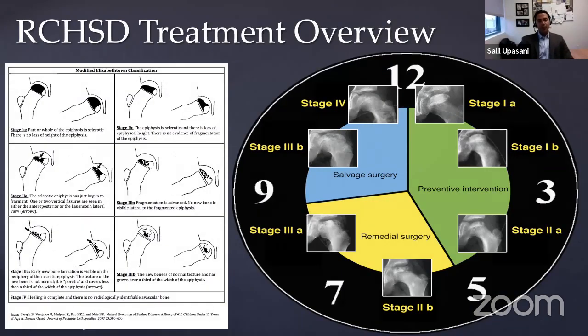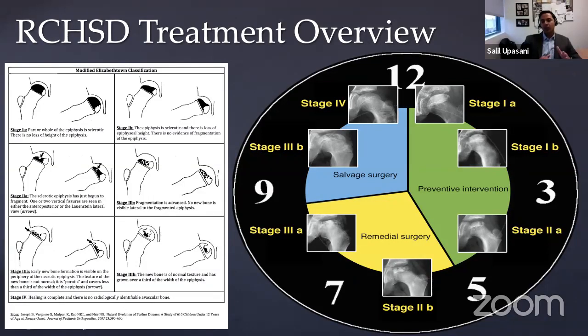So in terms of how we approach patients with Perthes at Rady Children's Hospital, this slide kind of figuratively describes our thought process. So the work by Professor Joseph with the modified Elizabethtown classification, I think, is extremely important. And then we basically put patients on this clock looking at preventative treatment, remedial treatment, and salvage treatment.